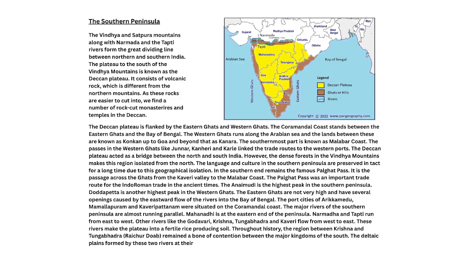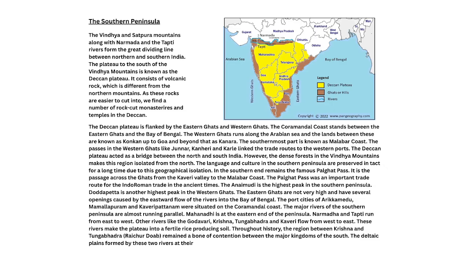The Palghat Pass was an important trade route for the Indo-Roman trade in ancient times. The Anaimudi is the highest peak in the southern peninsula. Dodabetta is another high peak in the Western Ghats. The Eastern Ghats are not very high and have several openings caused by eastward flowing rivers into the Bay of Bengal.